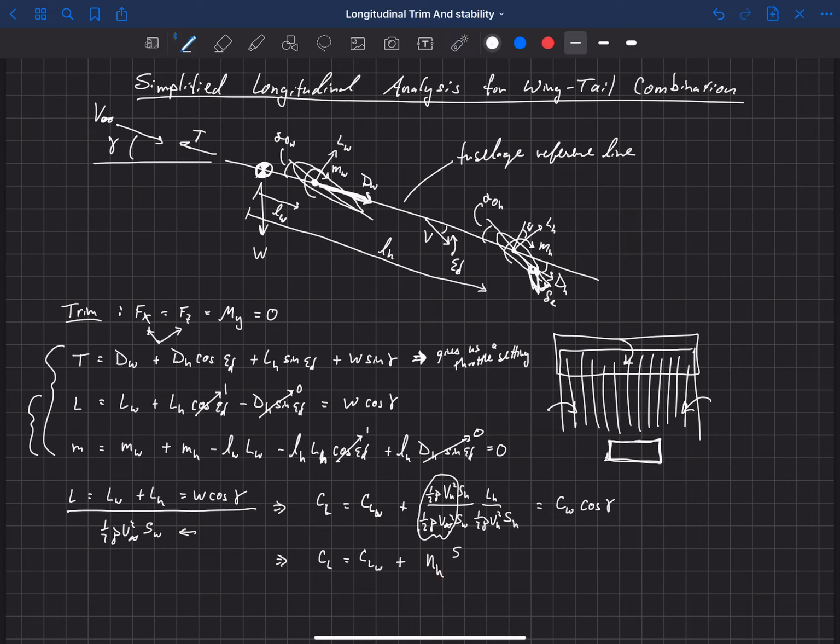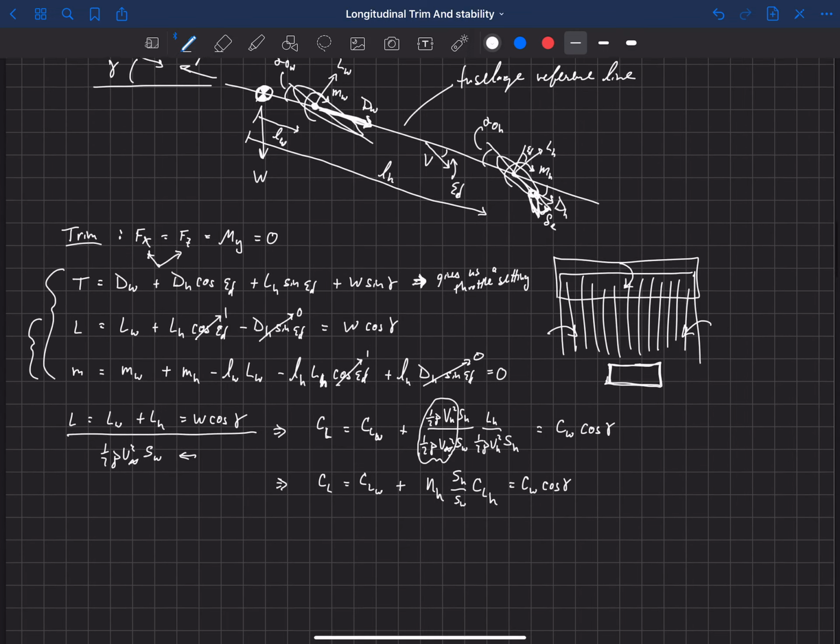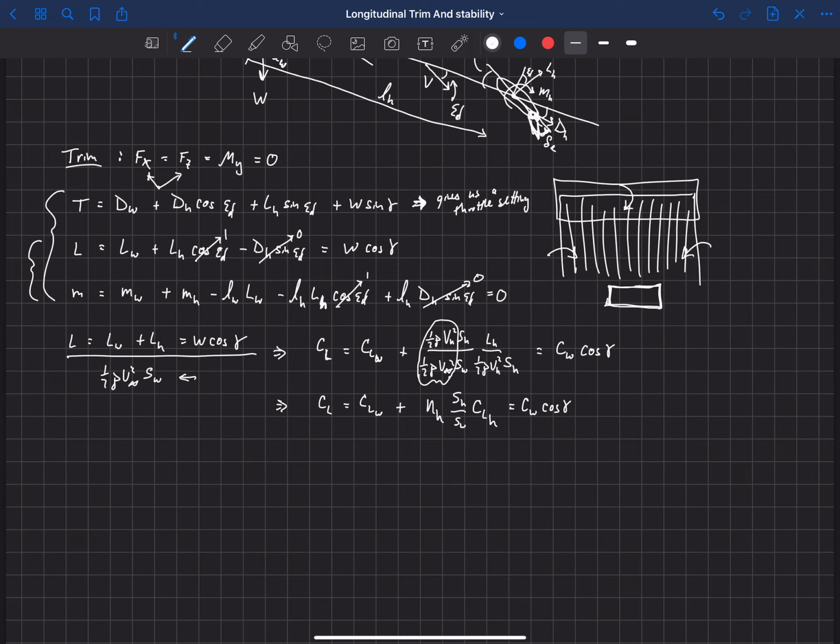Then we multiply by S_H over S_W. And then finally, this last term is simply the coefficient of lift on the horizontal, correctly non-dimensionalized. And then on the right-hand side, we have C_W cosine gamma. So we've worked through this a little bit laboriously, but hopefully you can recognize that this equation now is simply a balance of forces in the direction perpendicular to our fuselage reference line. And we've written that in non-dimensional form, so it's in coefficient form.